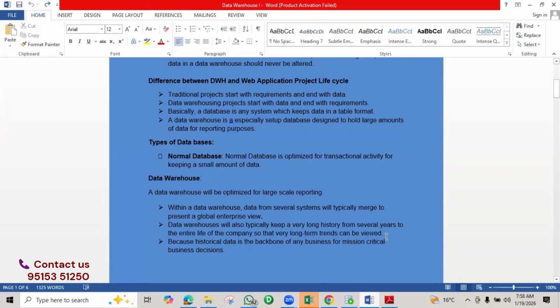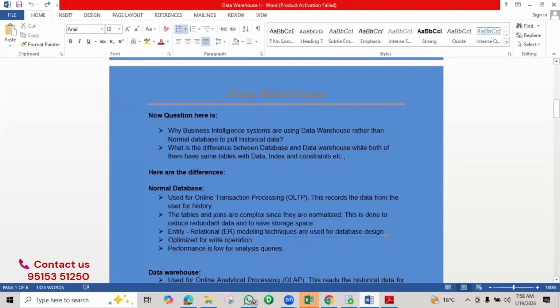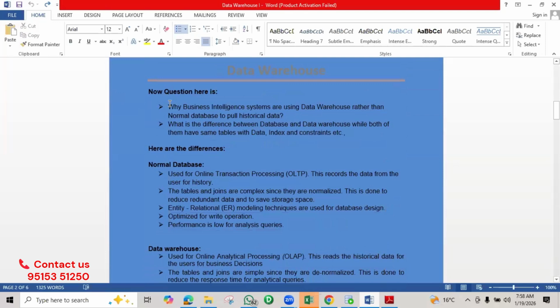Okay. Just for your reference, in the next line I had mentioned why the business intelligence team uses the data warehouse rather than the normal database to pull historical data. What is the difference between a database and a data warehouse, while both will have the same data, same table, same thing? Then what is the difference? Why are you using a data warehouse?